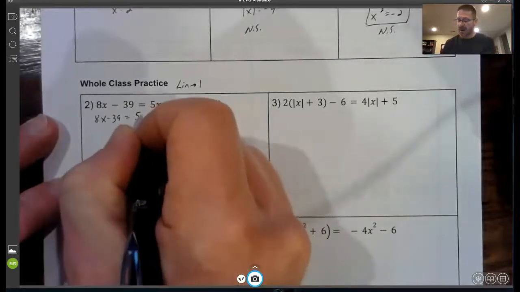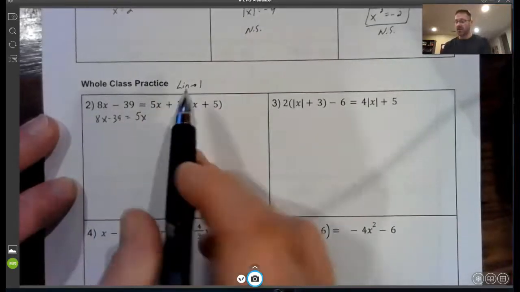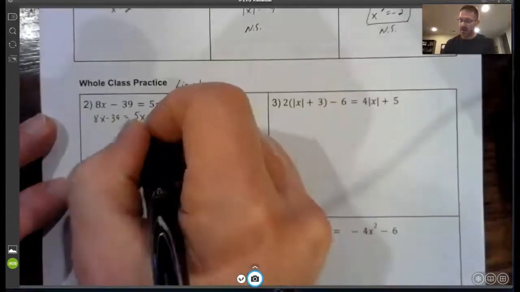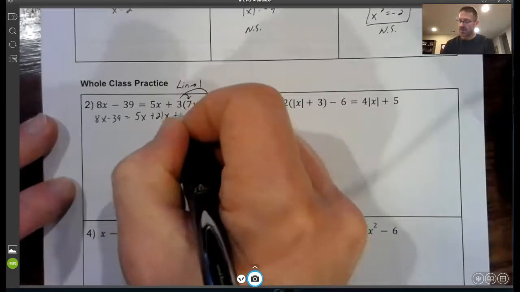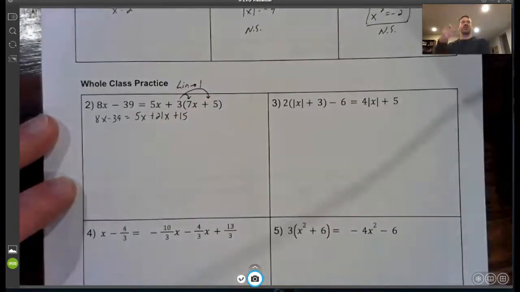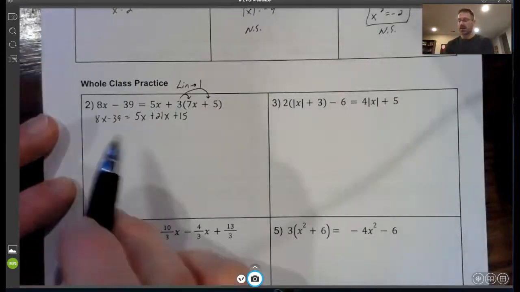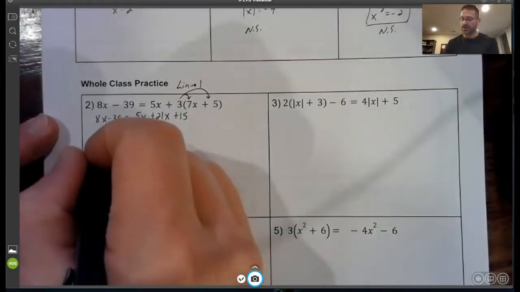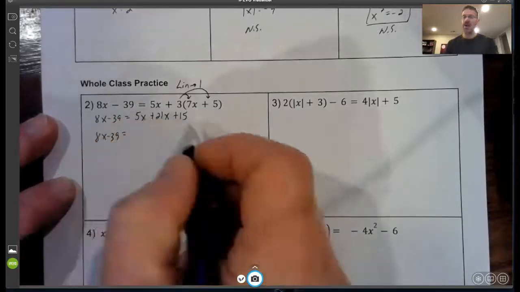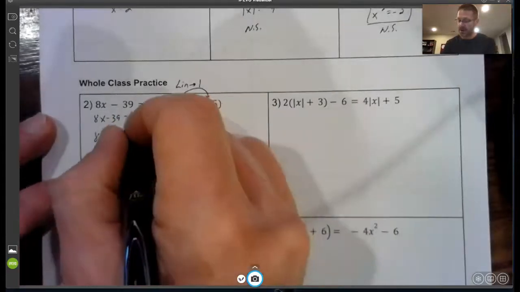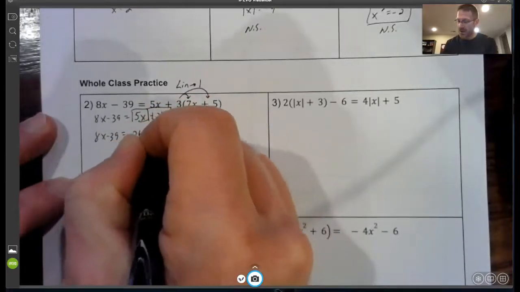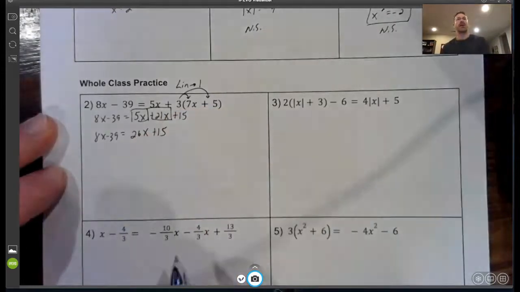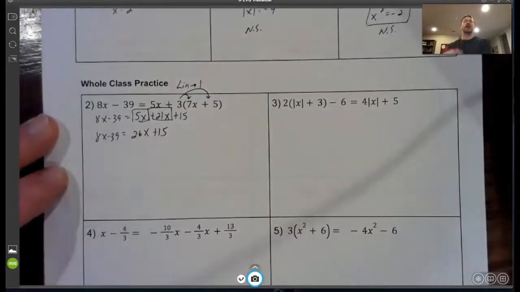I'm going to bring this 5x down, but now I have to distribute the 3 into my parentheses. So 3 times 7x, that's 21x. 3 times 5, that's 15. So there's the first step: distribute if you can. Now, step number 2, combine like terms if you can. So I look here, nothing to combine here. But on the right side, I do have 2 like terms. I have 5x plus 21x, and that is 26x plus 15. All right, so distribute if you can, combine like terms if you can.